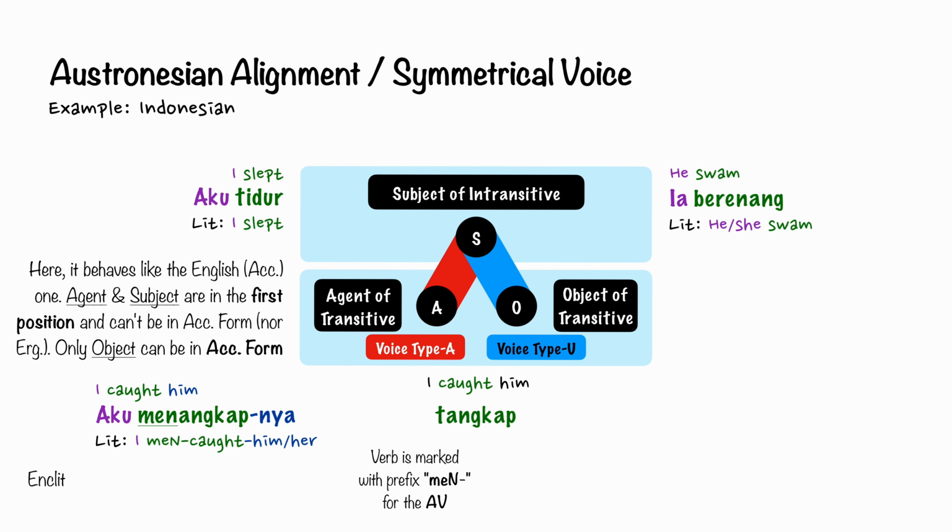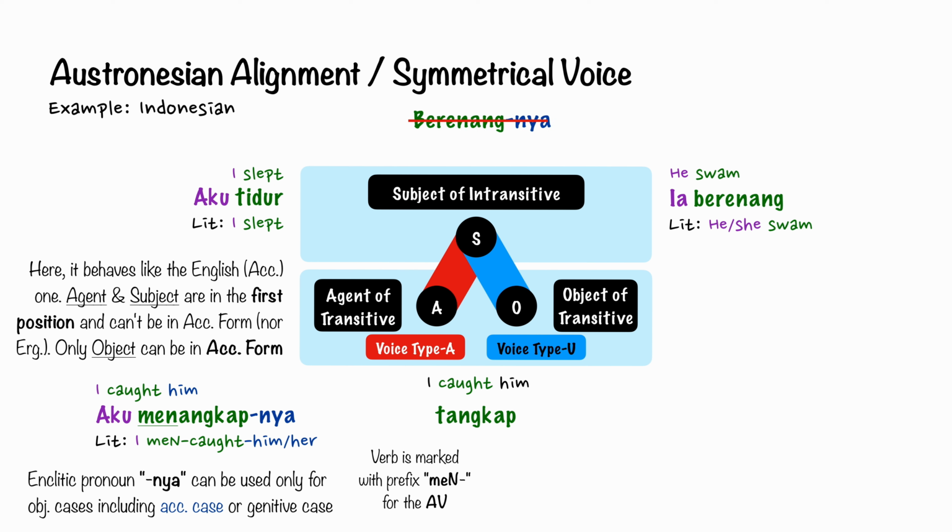The enclitic pronoun nya can be used for oblique cases, including the accusative case, but it cannot be used for agent or subject cases. It must also appear directly after the verb. For instance, berenangnya would be incorrect in Indonesian, as it would imply something like swam him. Instead, it would be either ia berenang or berenang ia or berenanglah ia, meaning he swam. Here we see that objects are distinct from subjects, similar to English.